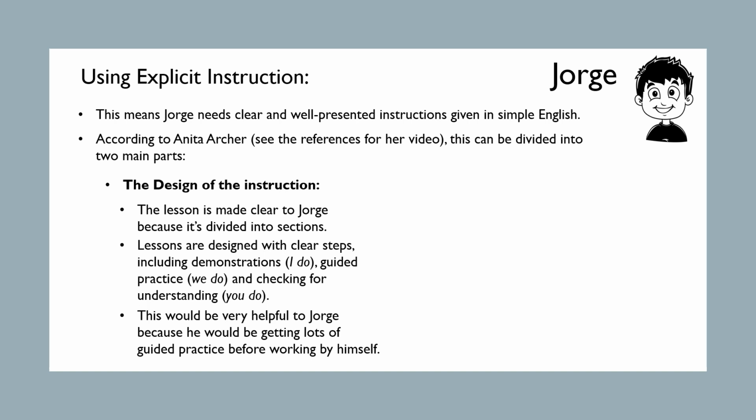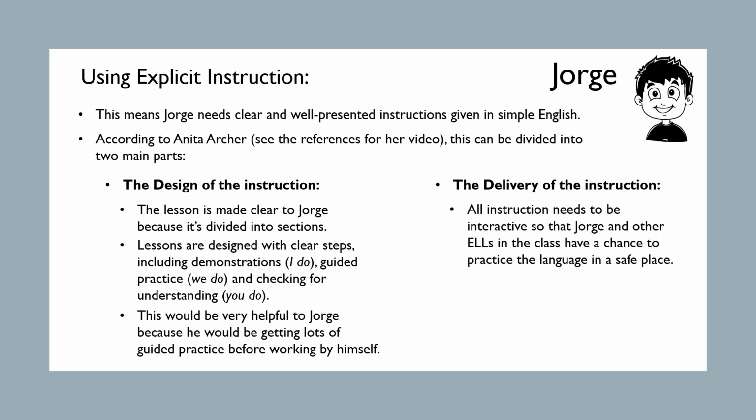The next section is called the delivery of the instruction. All instruction needs to be interactive so that Jorge and other ELLs in the class have a chance to practice language in a safe place. An example of interactive instruction would be a reading group where a teacher has a chance to work with a small group of students with specific targeted skills. Jorge would need to be in a group with others who are learning English, focusing on his learning goals of survival words and phrases like, "Could you help me?" or "May I have a pencil?"